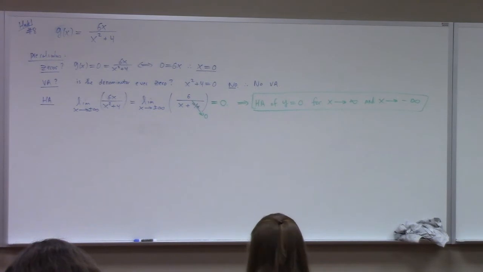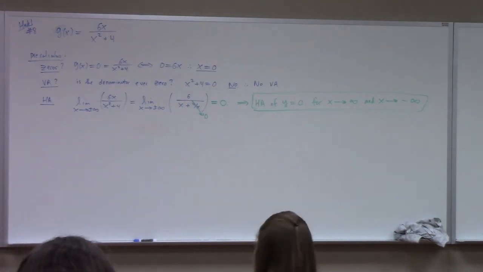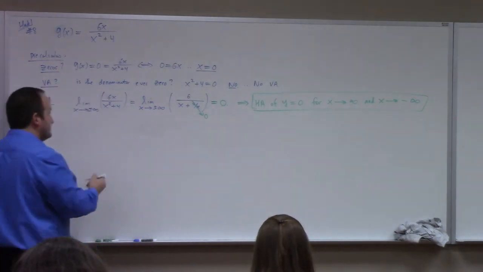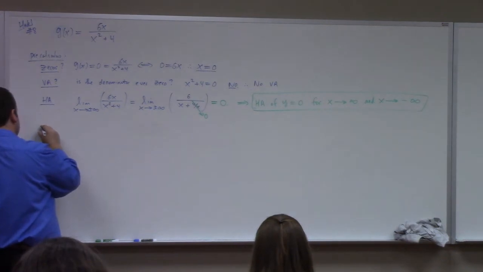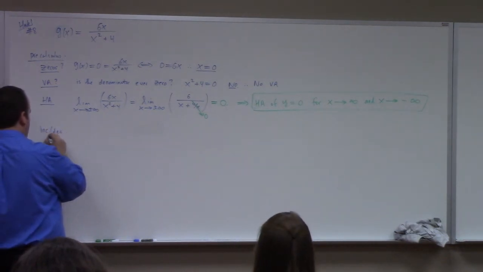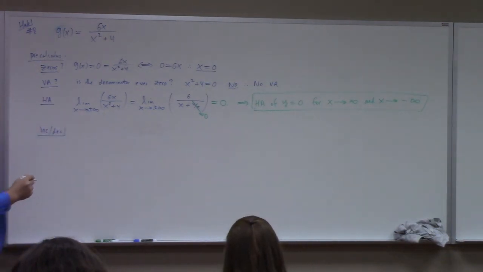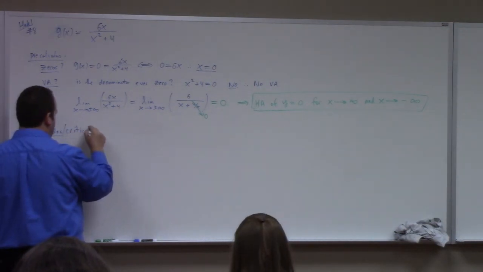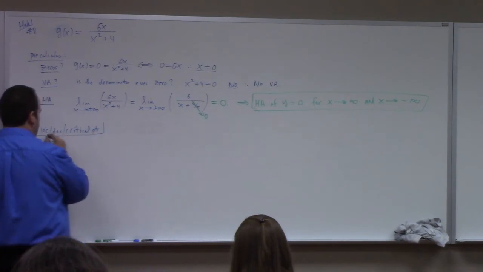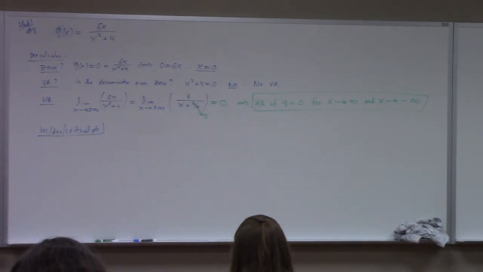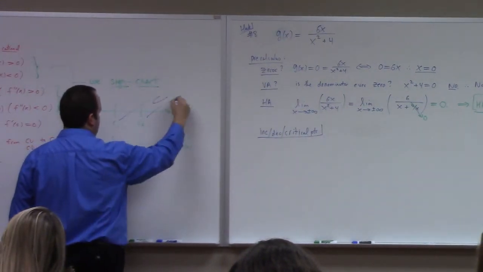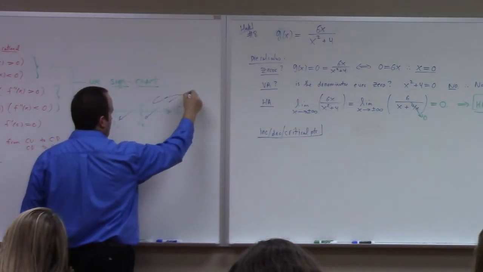What's next on my list? Finally, the homework question, intervals of increase and decrease. How do you figure that out? And by the way, increase, decrease, and critical points, these are a package deal, because you need to know the critical points to set up the sign chart, right? This C1 and C2, these are the critical points.